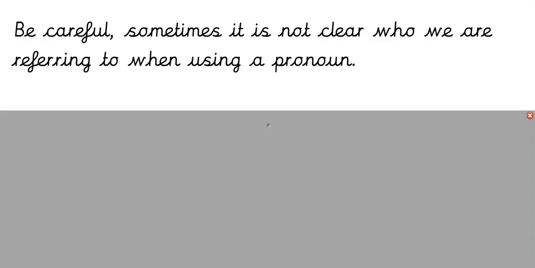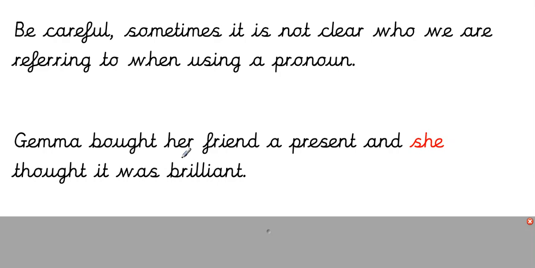But in some sentences, it's not always as clear. So if we have a look, Gemma bought her friend a present and she thought it was brilliant. We're not sure here who the she is. The she could be Gemma, okay, it could be Gemma that thought it was brilliant, or it could also be her friend who thought it was brilliant. It's a bit ambiguous, the sentence, so you need to be careful when using pronouns and make sure that you understand in the sentence who it is referring to. Okay, so is it referring to Gemma or is it referring to her friend?